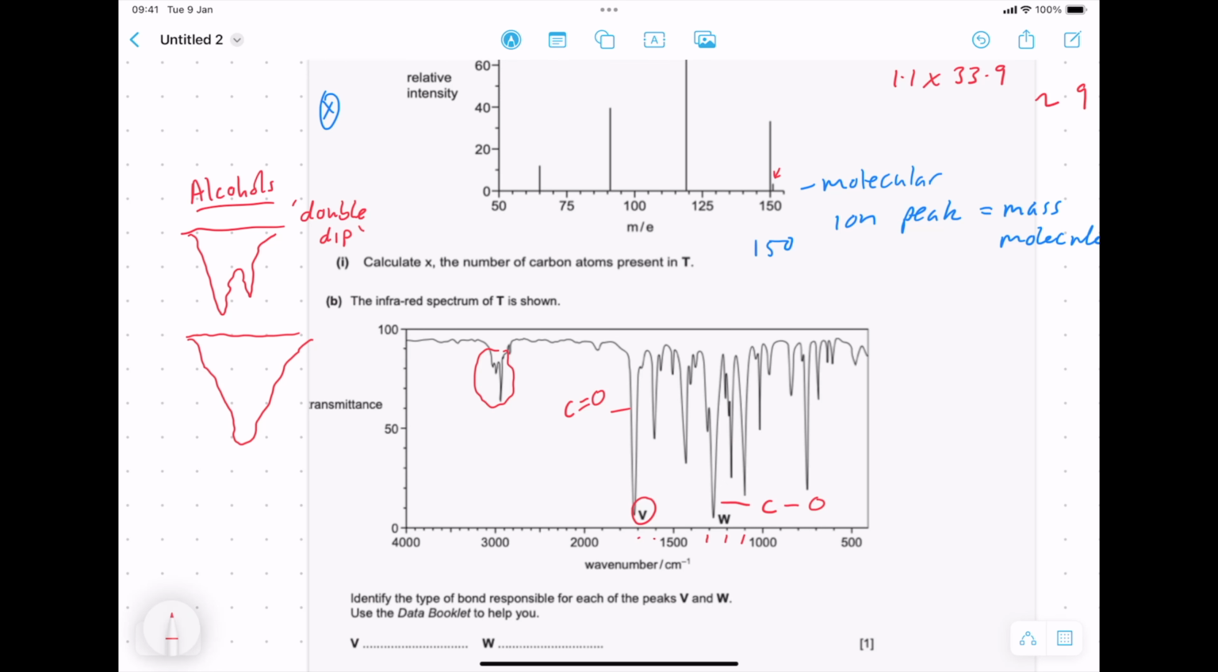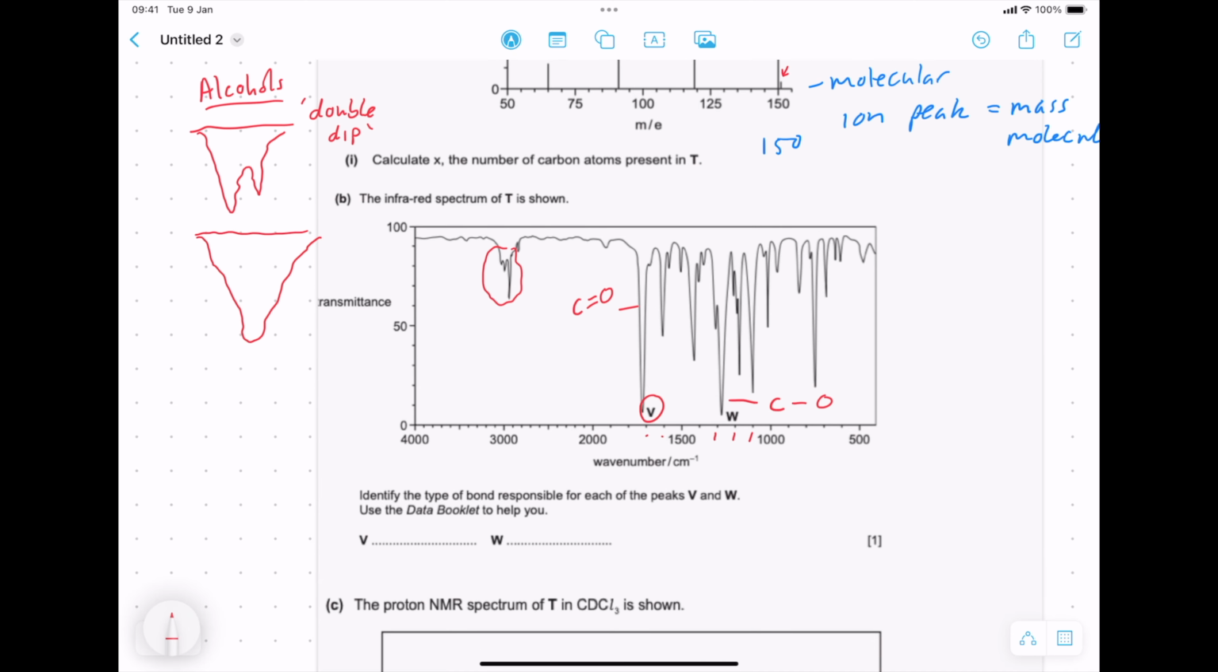So far, this is how you should be thinking, right? Your brain will be sort of working in the background as you're doing this question and these questions in general that, okay, so this might be an ester, but you have to keep an open mind. Okay, so that's IR determined, C double bond O and C-O.